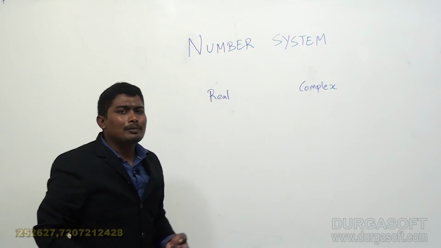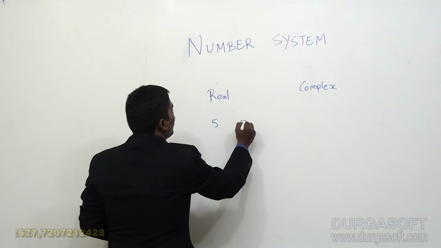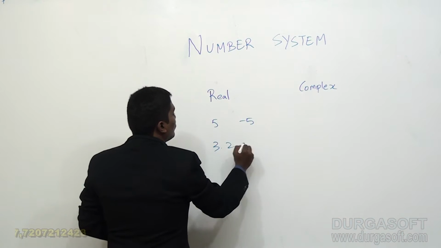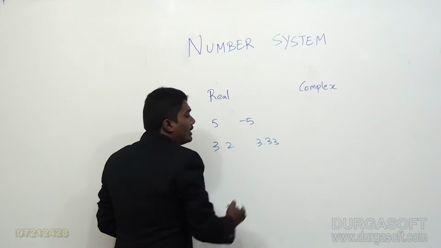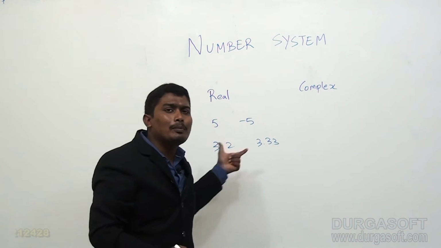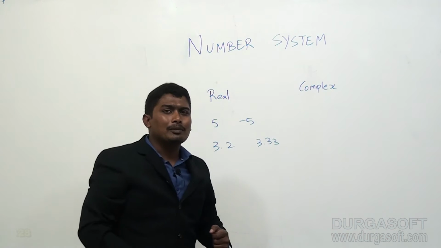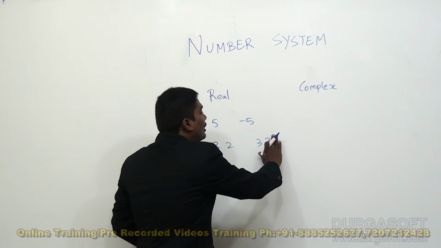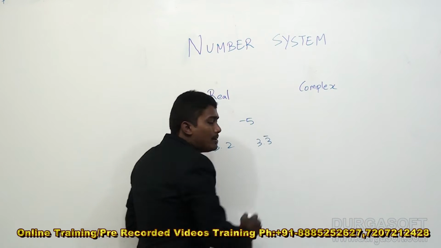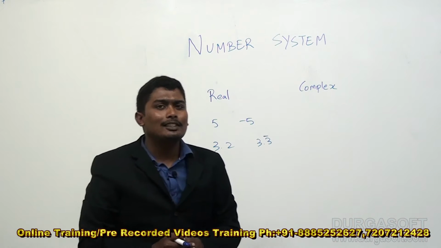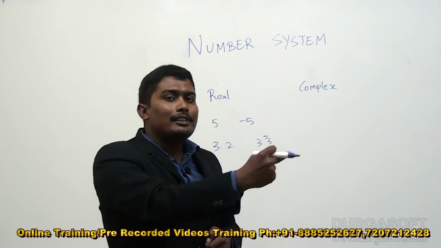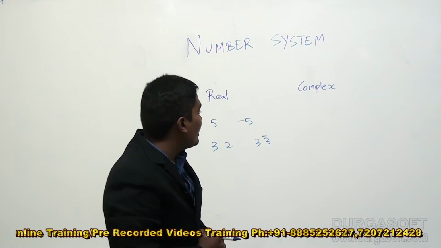So real numbers are numbers like 5, minus 5, 3.2, 3.33, etc. So the numbers may be either positive, negative or decimal numbers. It may be ending decimal or it may be never ending decimal. It may be 3.3 bar. The meaning of 3.3 bar is that it could be 3.33333 and so on without any ending.